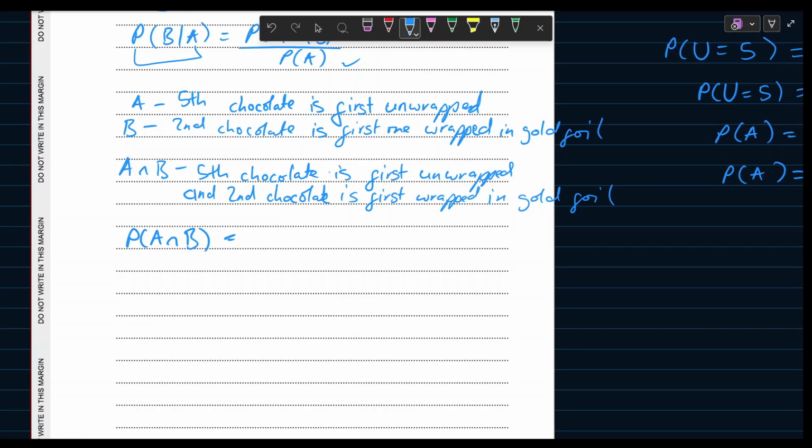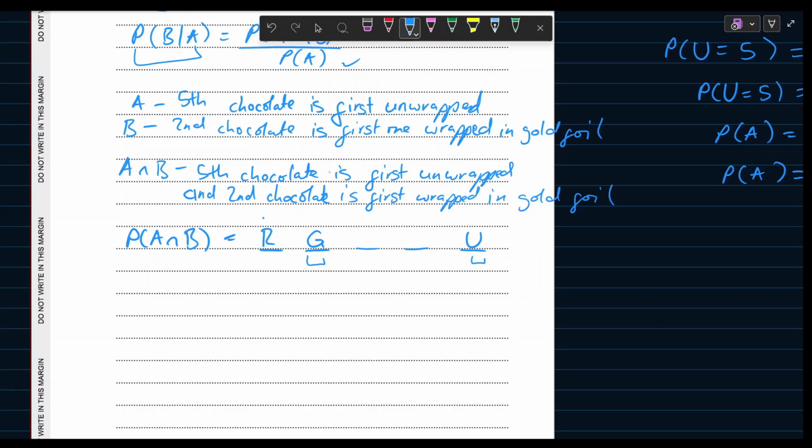So we want the second chocolate to be the first wrapped gold. So I'm just going to say first chocolate, second chocolate, third chocolate, fourth chocolate, fifth chocolate. So the fifth chocolate is the first unwrapped. So I'm going to put a U there. And the second chocolate is the first gold. So let's put a G there. And so it means our only option is to have red first. Because if we put a U here, then it means this is no longer the first unwrapped. And if we put a G here, this is no longer the first gold.